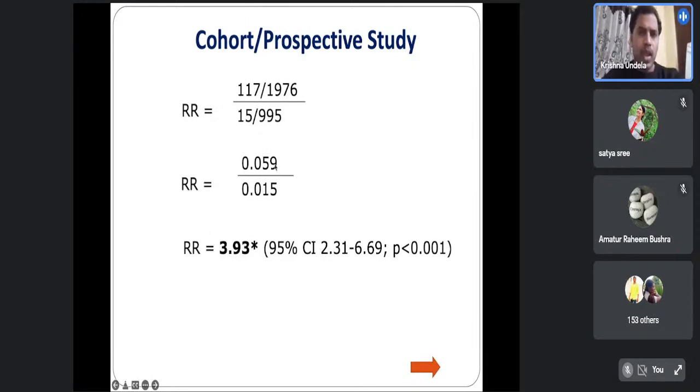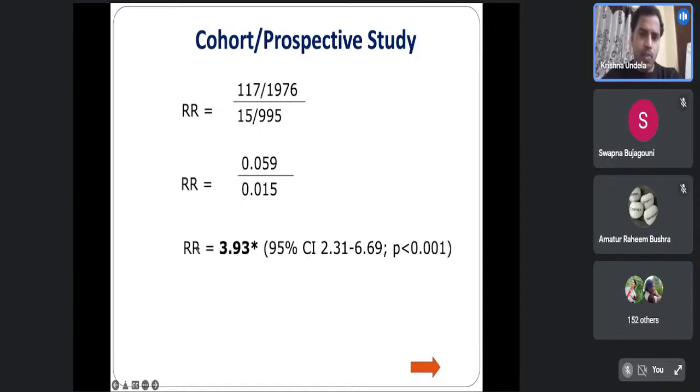If you do more calculation using the four values, you can calculate even the 95% confidence interval, and I'll explain today how to interpret and understand all these values. We have a relative risk of 3.93, a 95% confidence interval of 2.31 to 6.69. This one is the lower limit and this one is the upper limit. And the p-value we got is less than 0.001.